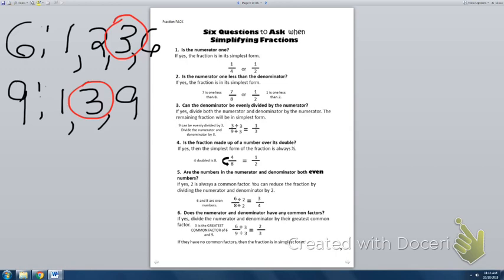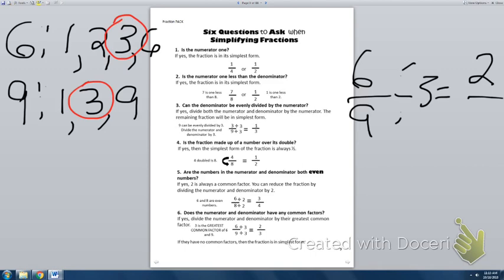And then we'll take our fraction, and we know that we can divide by 3, so we have 6 over 9, and we divide by 3. 6 divided by 3 is 2, and 9 divided by 3 is 3. And that brings us back to my favorite. It's 1 less than the denominator, and you're automatically in lowest terms. If you can remember these and run through these questions in your head, then you will be sure that you're in lowest terms.